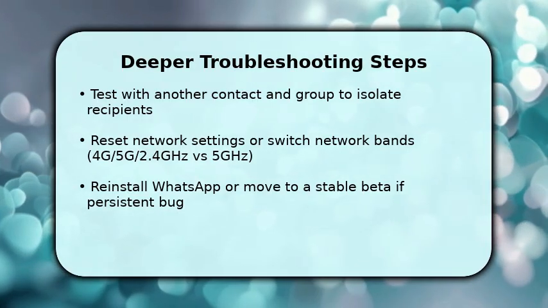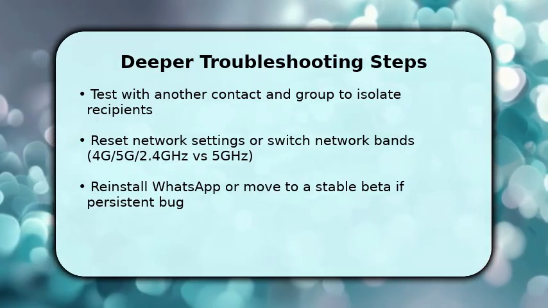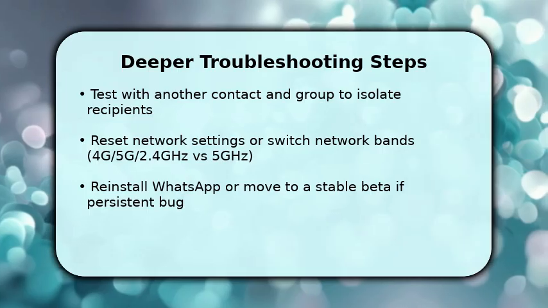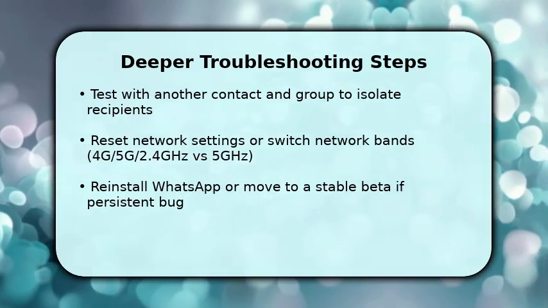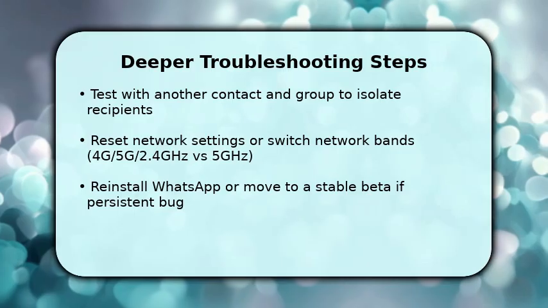If that fails, reinstall WhatsApp or install the stable/beta channel to fix app-level corruption. Make sure backups are current before reinstalling, so you don't lose chat history.